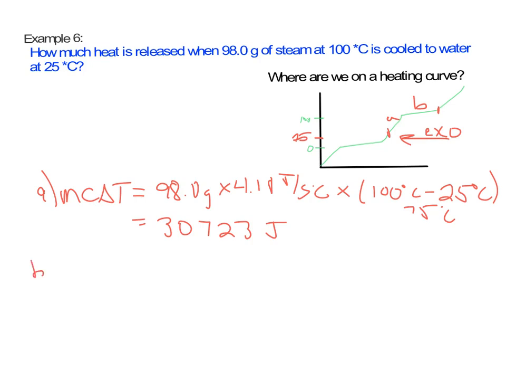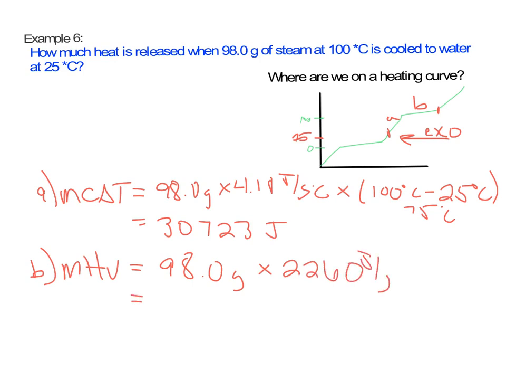Now step B is going to be, or we're going to do it as a vaporization. It is condensation actually, but we're going to work it out like it's gaining heat energy. So that's going to be Q equals MHV, our 98.0 grams, times HV for water, which is 2,260 joules per gram. Multiply those guys out, 98 times 2260 is going to give us 221,480 joules. Very large number there.